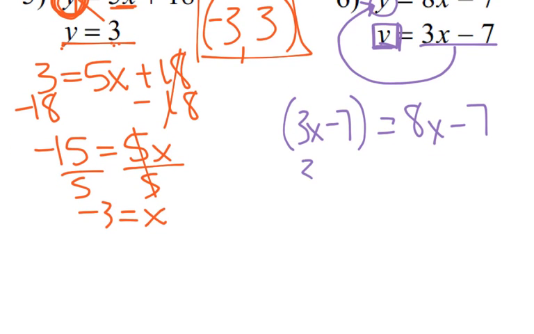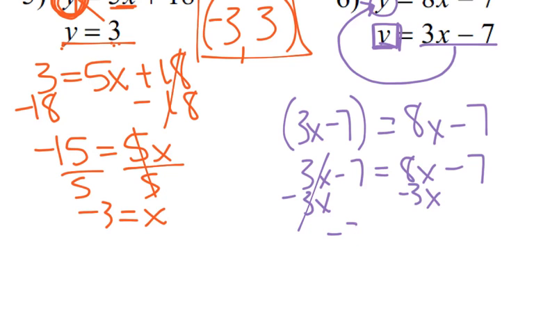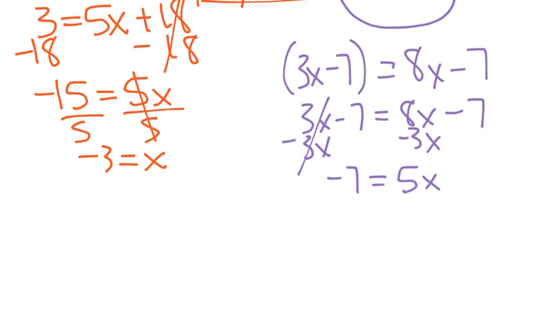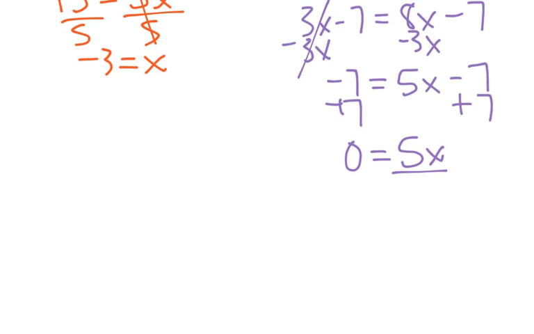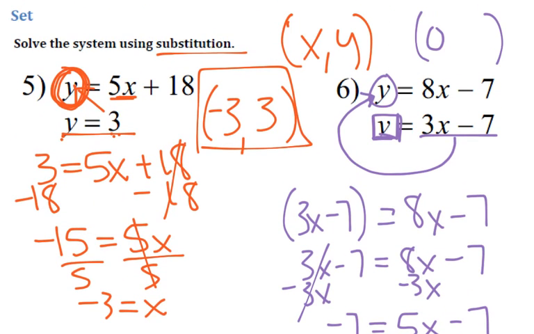Okay, so we can get rid of those parentheses because there's nothing to multiply by. So I'd subtract a 3x from both sides. Okay, the x is on the same side. Negative 7 equals 5x. 8 minus 3 would give us 5. Minus 7, so I'm going to add 7 to both sides. Negative 7 plus 7 is 0. 0 equals 5x. So we divide by 5. 0 divided by 5 is still 0. So x equals 0. So I've got my x point is 0.